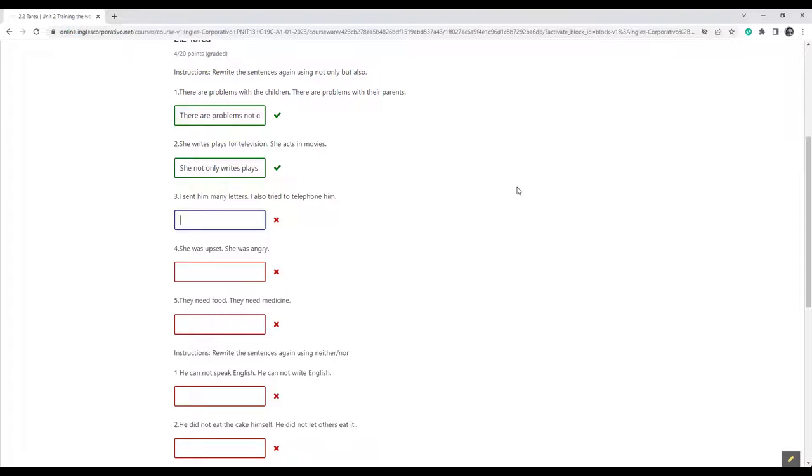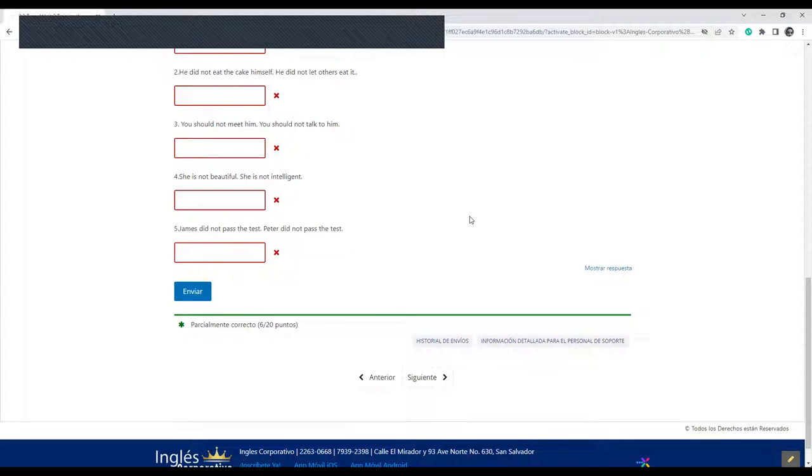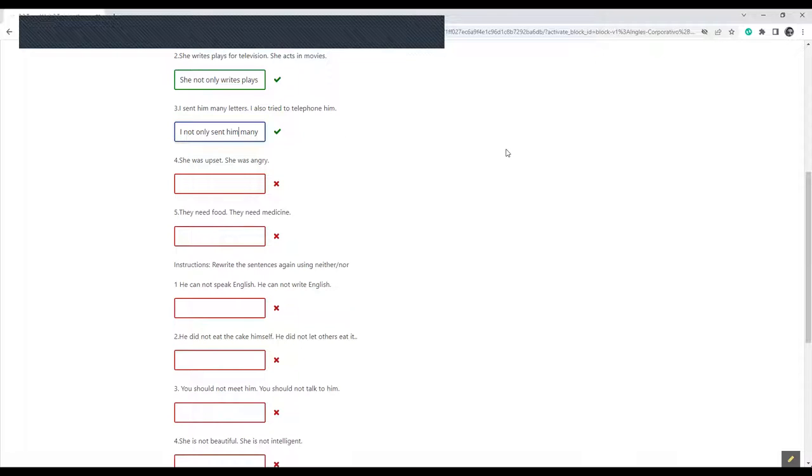So again, we have the subject first. I not only sent him many letters, but also tried to telephone him. Correct: I not only send him many letters, but also try to telephone him. So you use the subject before not only.